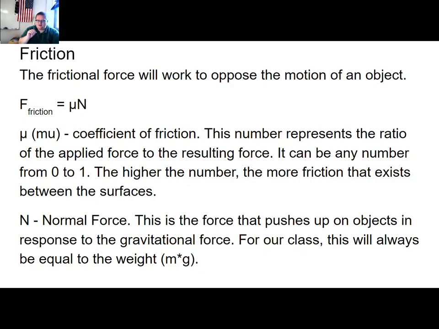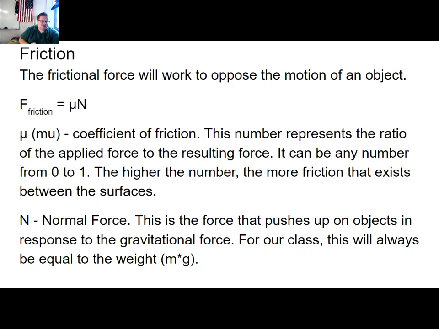I'm not going to ask you to calculate it. I will always give you the number. It's just a number, right? And so a lower number indicates there is less friction. So if we were looking at ice and ice skates, the amount of friction there would be quite small compared to tires on a road. And it can go up to 1. Generally, you're not going to see anything above 1. Okay, so that is the coefficient of friction.